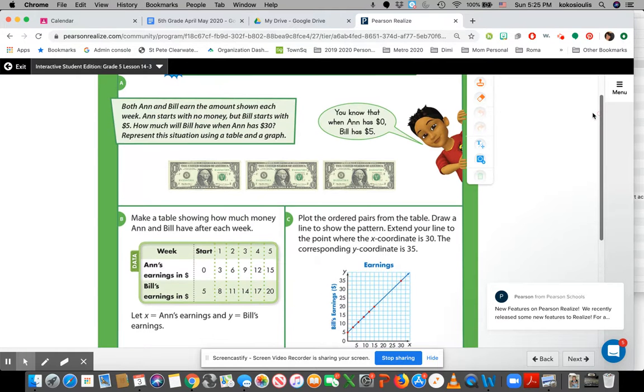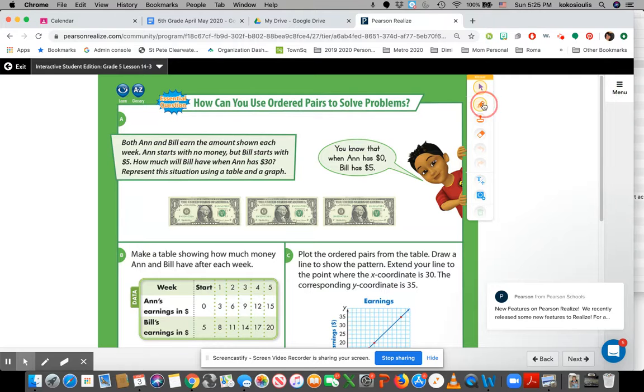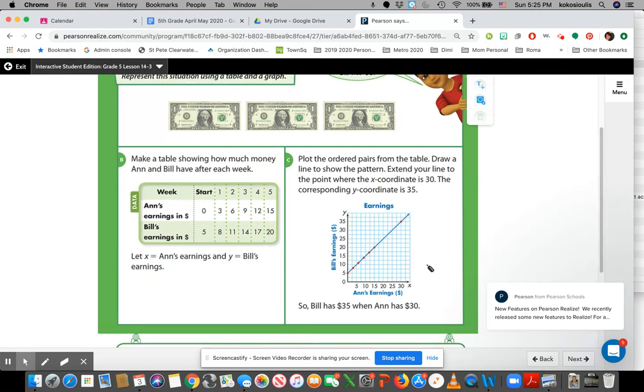So when I go up to 20, I'm going to write that down here. 20. And then I'm going to go up and match it. And it's 25 here. So my y is 25. Well, what does that represent? When Ann has $20, guess what Bill has? 25. And that's that ordered pair.